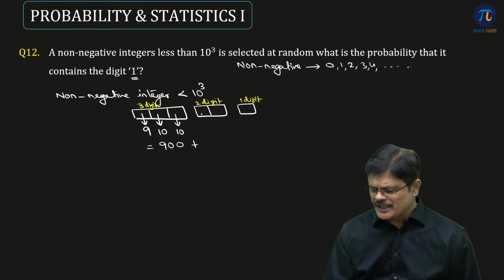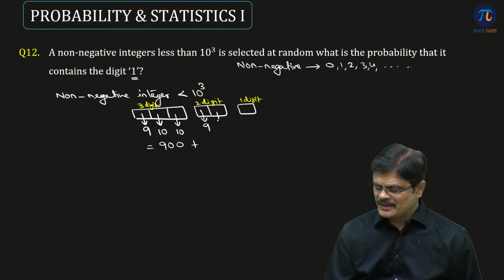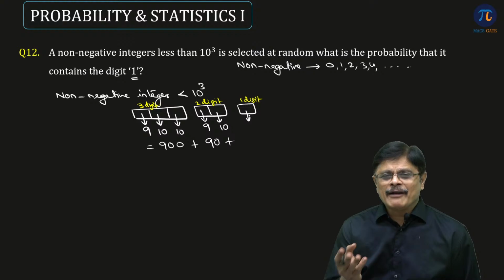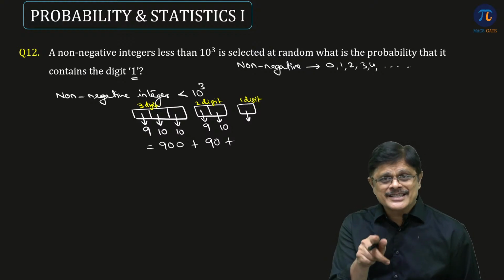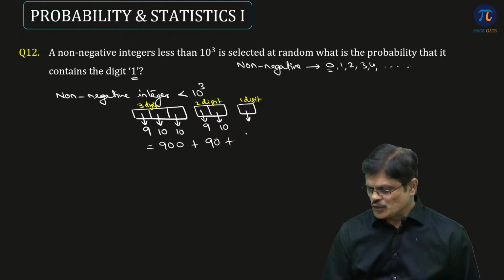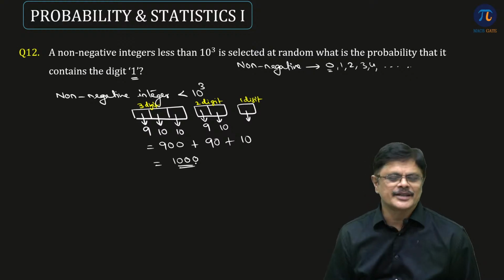Then how many 2-digit numbers are there? 9 possibilities, 0 cannot be here. Then 10 possibilities, so 90 2-digit numbers. How many 1-digit numbers? See, 0 is also considered a 1-digit number, because we are interested in non-negative integers. So total 10 are there. So total 1000 such numbers are there.